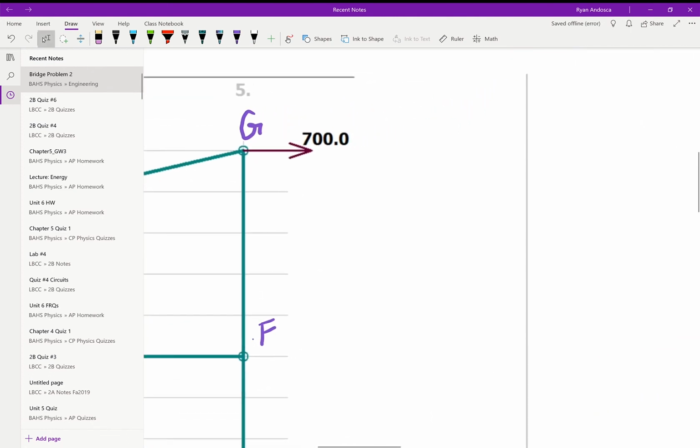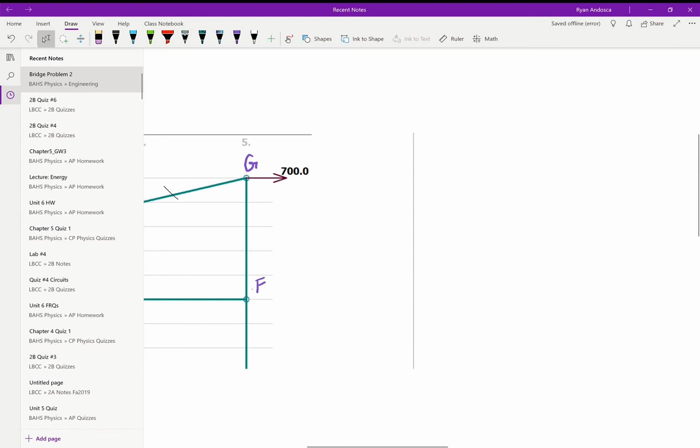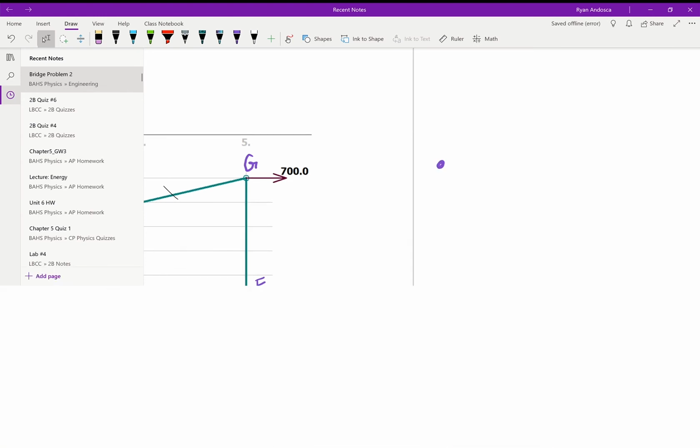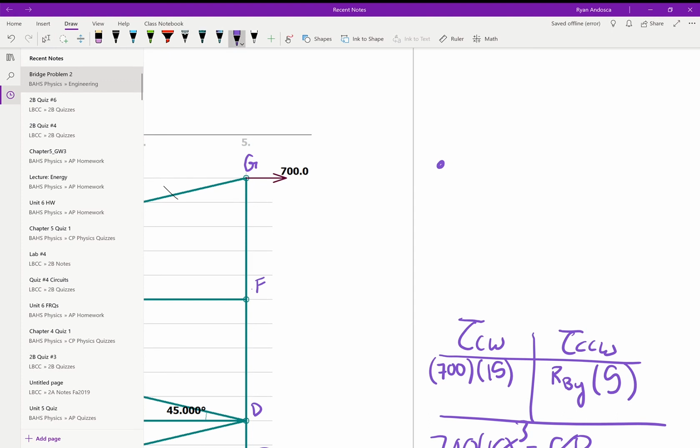So I'll go ahead and redraw G, even though it's fairly simple. So we've got G. All right, so G has a 700 that we know going this way. It has an unknown going this way, and an unknown going this way. This is EG. This is FG.